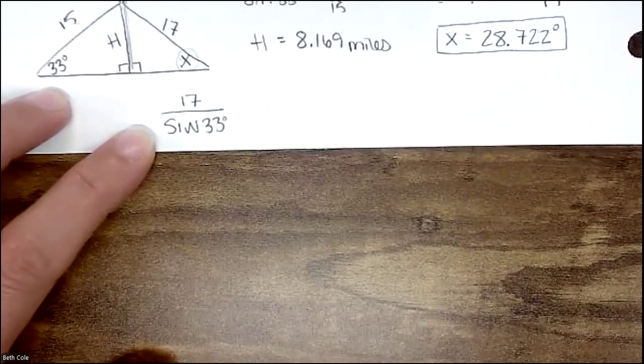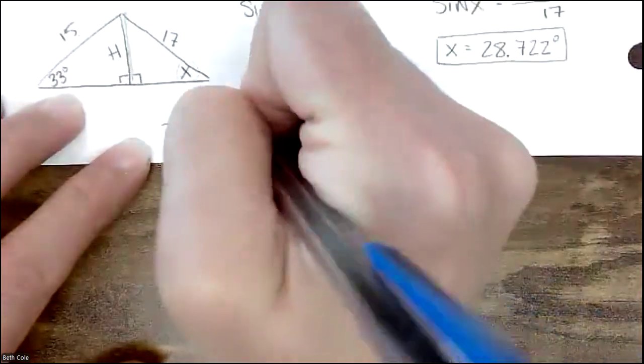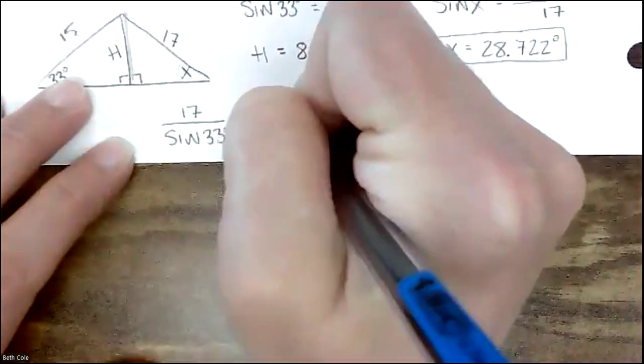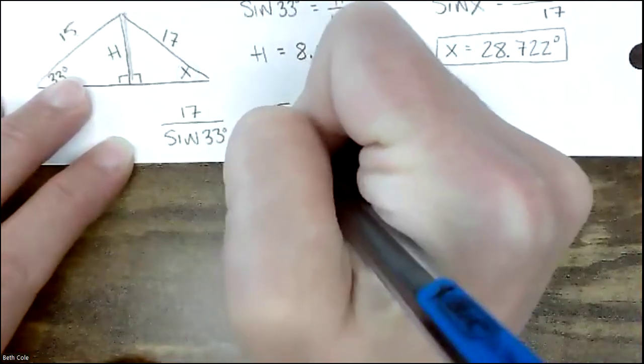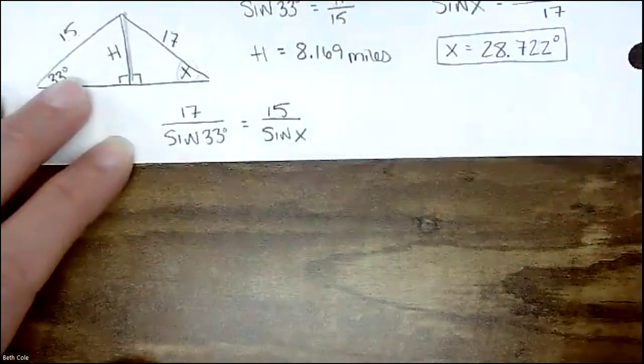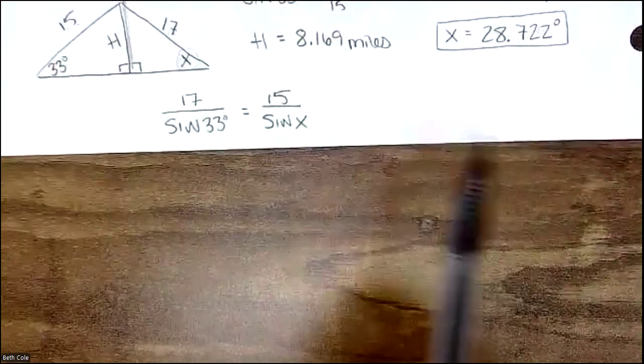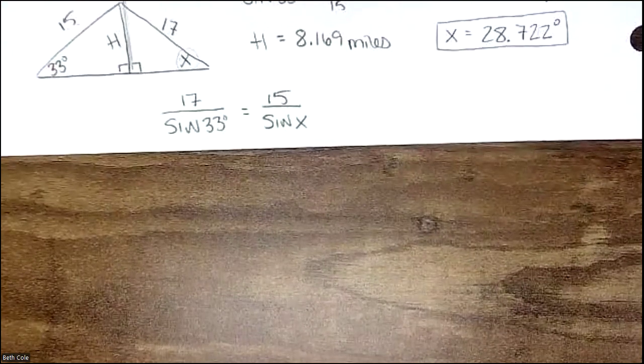Okay. 17 over sine of 33 equals, and then line it up the other way, 15 over sine of x. Is it coming back to you? I'm glad you guys brought this up. I'm going to make my other class do this too. Now, do you need inverse? Yes, because you're looking for an angle.